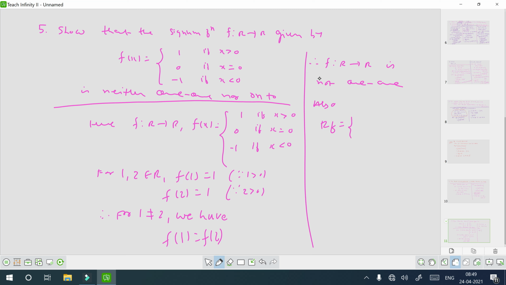Also find out the range. Range of f is equal to what? Only 3 elements, 1, 0 and minus 1. That is not equal to the codomain. And therefore range of f is not equal to the codomain, and therefore f from R to R is not an onto function. Clear?